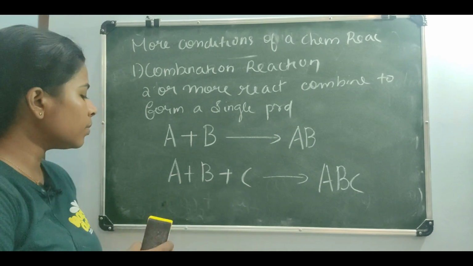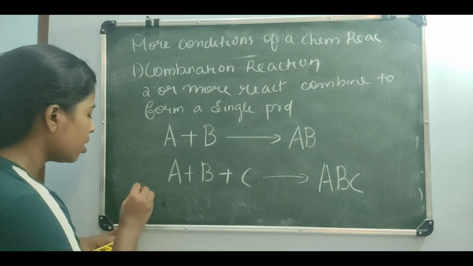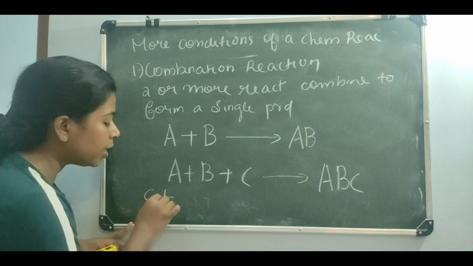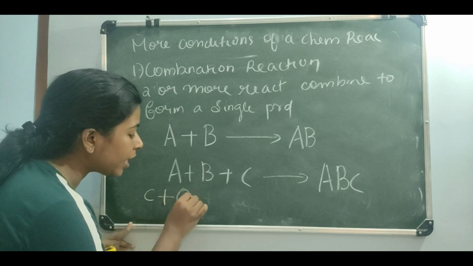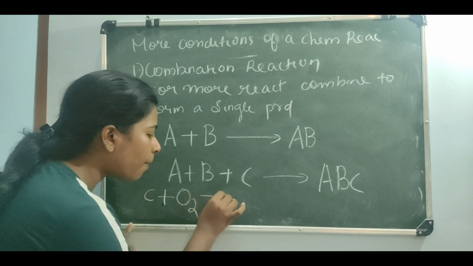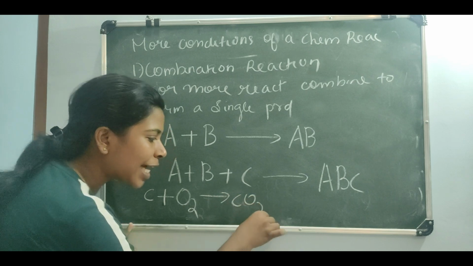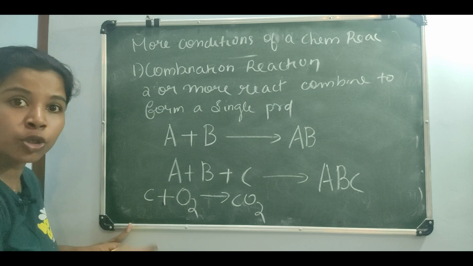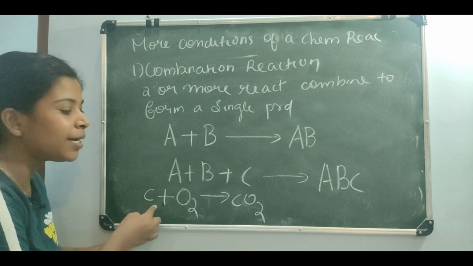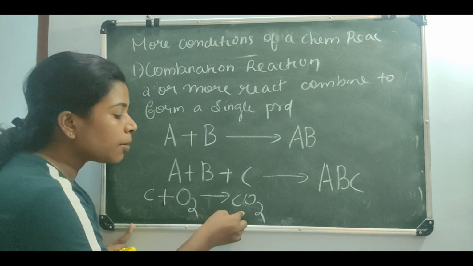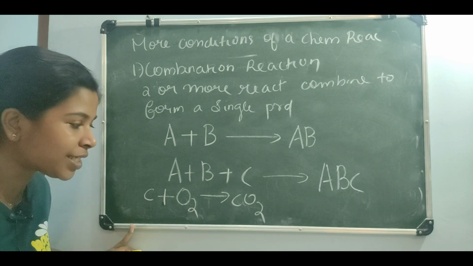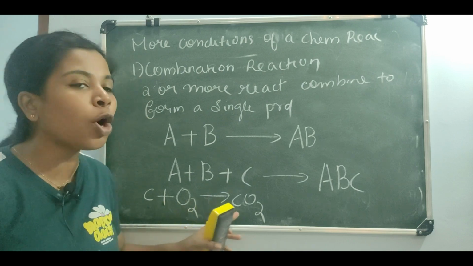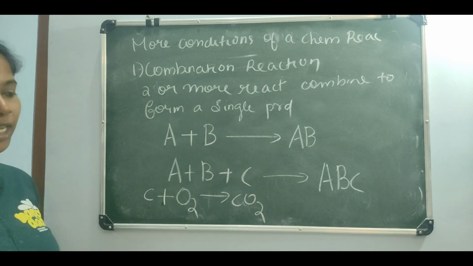Example: burning of coal. In burning of coal, carbon is combining with oxygen to form carbon dioxide. On the reactant side, you can see there are two reactants, one is carbon and the other one is oxygen. But on the product side, you have only a single product, that is carbon dioxide. So burning of coal is an example of a combination reaction.